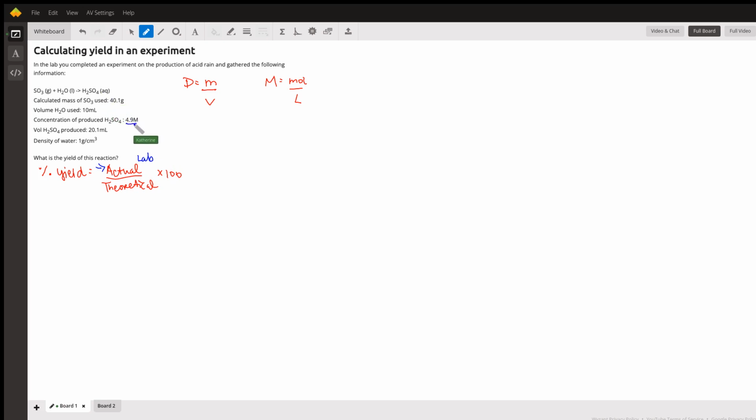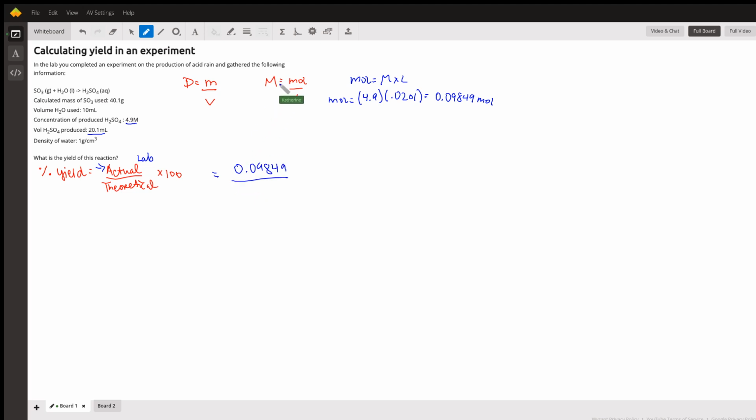We're told that we make 4.9 molar sulfuric acid, and it has a volume of 20.1 milliliters. We can use our equation for molarity to solve for moles, right? We can rearrange. Molarity times liters gives us our number of moles. So here, 4.9 times, this number needs to be in liters, so 0.0201, gives us this amount in moles, 0.09849. This is what was actually obtained in the lab. So when we go to solve for percent yield, we're going to have this number on the top.